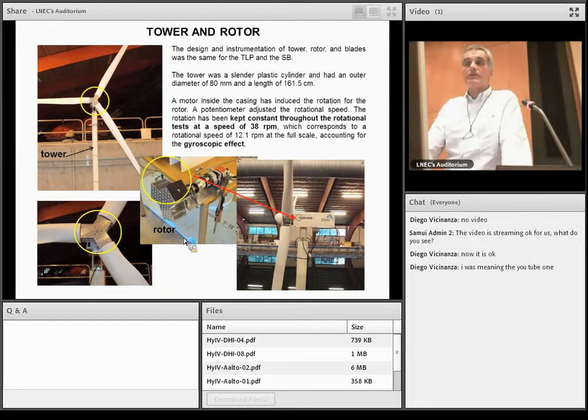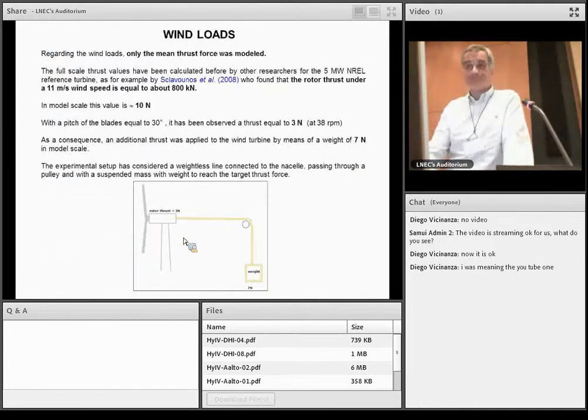So we had to add a weight of 7 newtons, and it was made by considering a weightless line connected to the nacelle, passing through a pulley, and with a suspended mass of 7 newtons. Then the blades. The blades have been scaled considering the real design from a Danish company for their blades. And so the weight and the geometry is very close to the prototype cases.